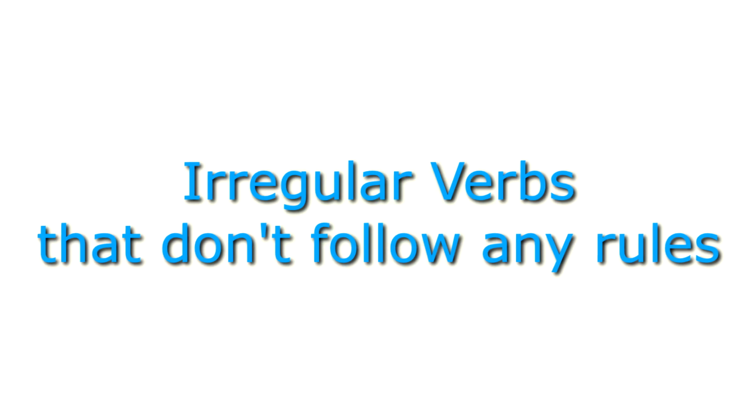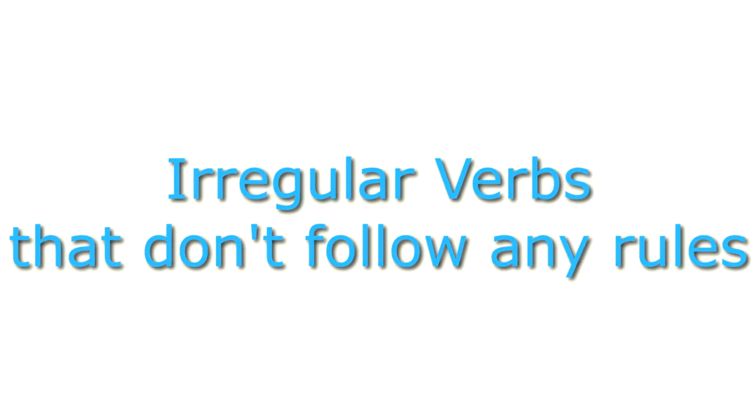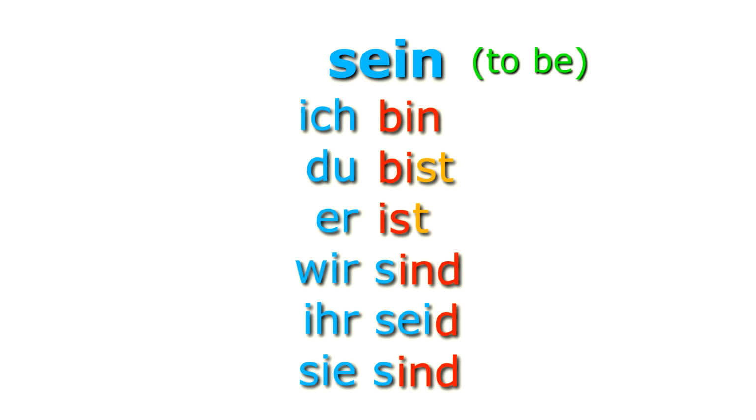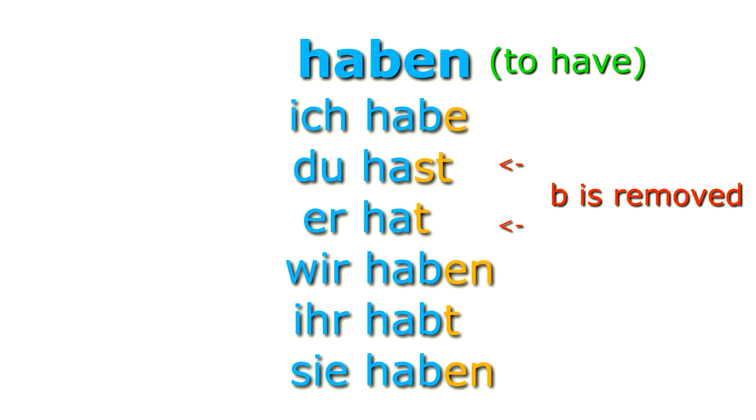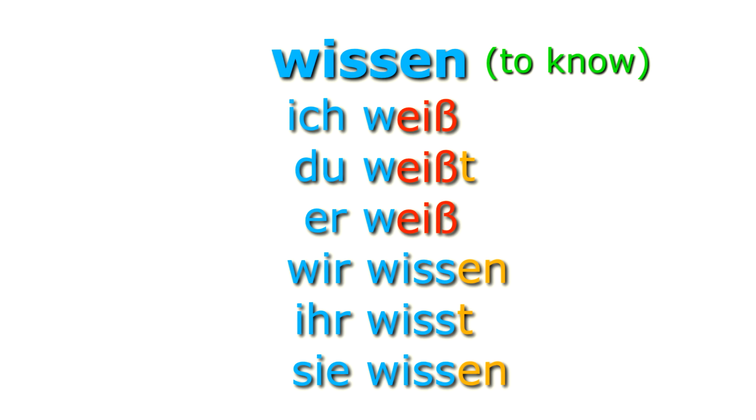And finally, we have some verbs that are completely irregular. The most important four are sein, haben, werden, and wissen.